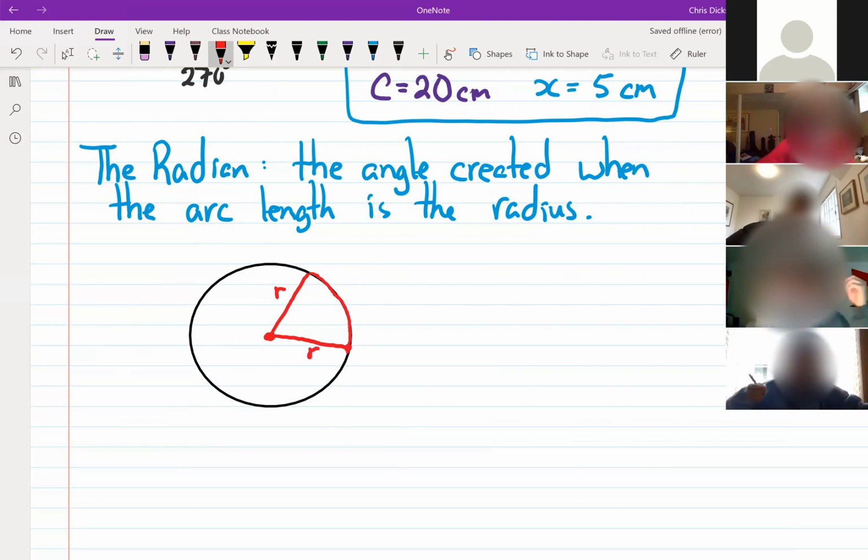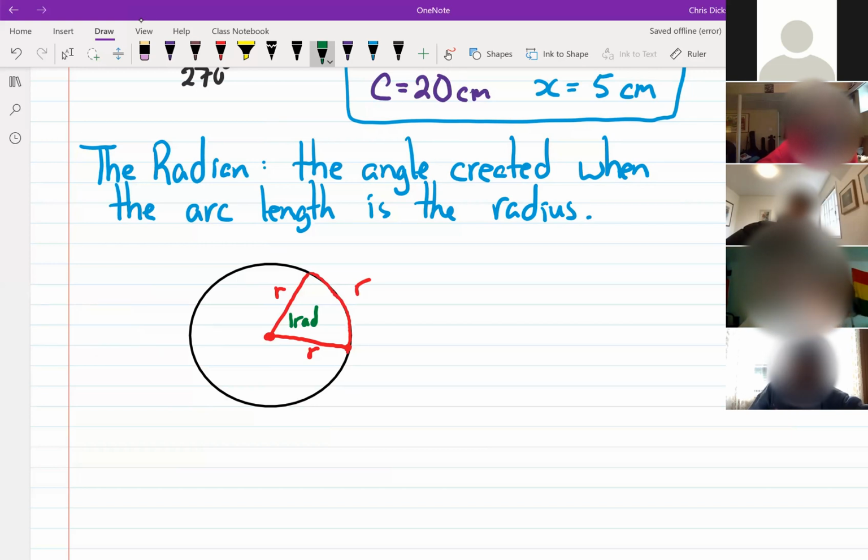So that's R and R. So if this arc length is R, then this actually is what a radian is, 1 radian. And the radian, we'll talk more about this in another video, but the radian is really important for trigonometry because it tells us two things.